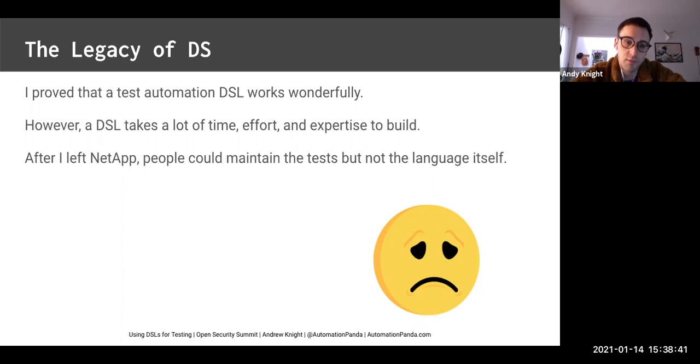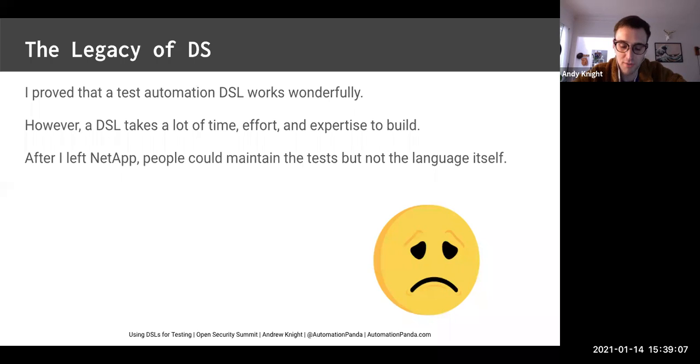Unfortunately, I also discovered that DSLs take a lot of time, effort, and expertise to build. I was spending months just building the language, the interpreter, and the compiler, and then doing perpetual maintenance on it. I left NetApp voluntarily in 2015. NetApp was having some tough times, and there was, like I said, some organizational politics.